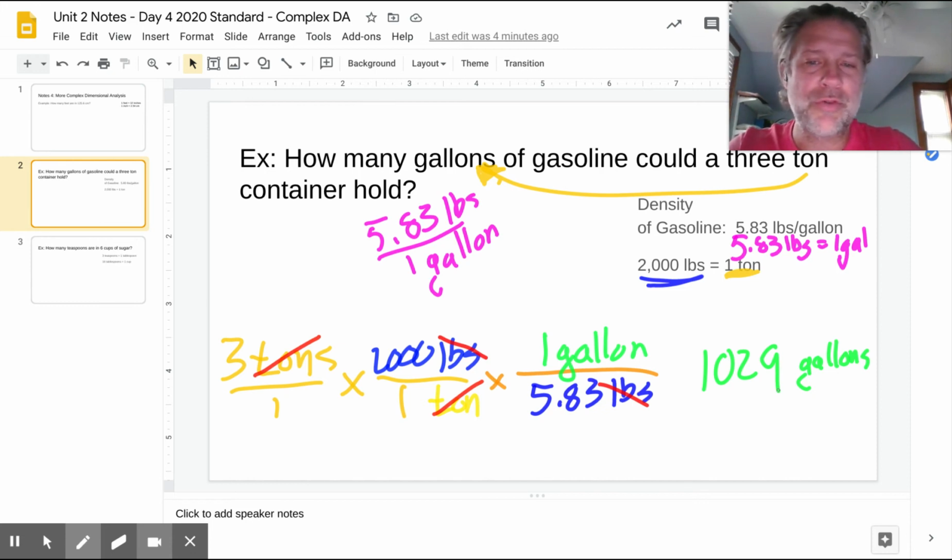So the trickier part of this one is that if we give you a density, recognizing that a density is actually a relationship or a conversion factor and not just one number. So in this case, the density gave us the relationship between pounds and gallons of gasoline. In other cases, it might give us the relationship between grams and cubic centimeters, but it's still a relationship, and that's what's important to remember.